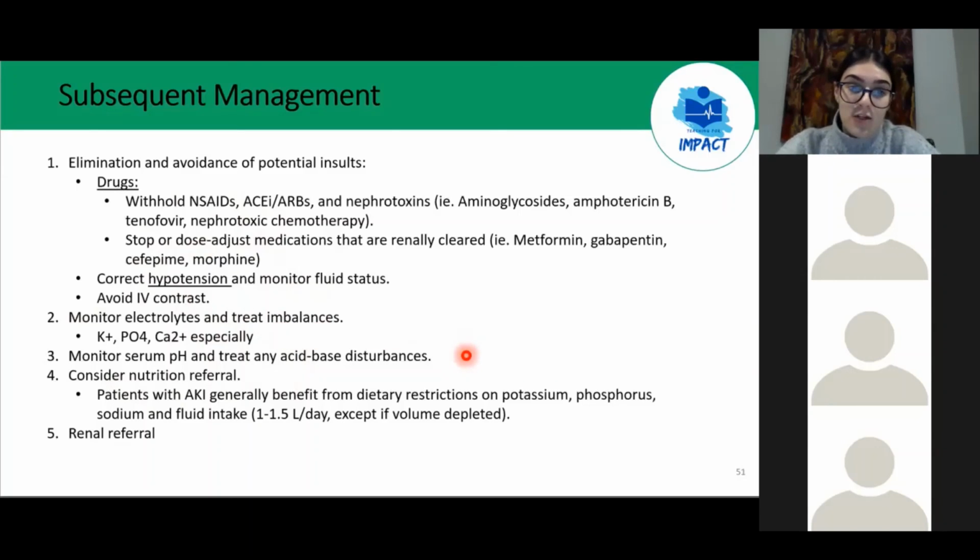Also monitor your serum pH, because when the kidneys are damaged, again, the acid-base balance is not going to be so good. You can consider referral to nutrition if you want. There is some evidence that a low protein diet and dietary restrictions might help, and also refer to renal.